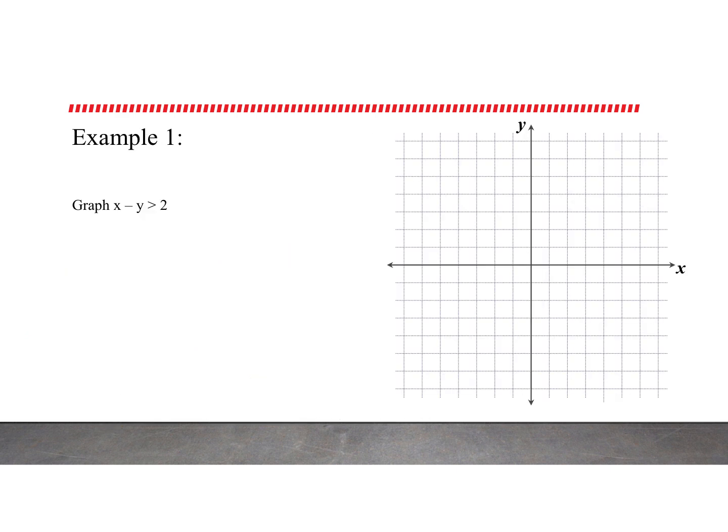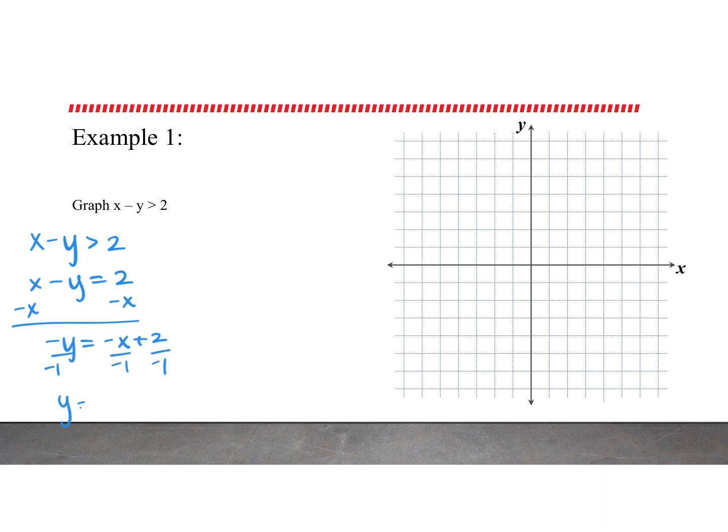So let's try it here with example 1. Graph x minus y greater than 2. So the first thing I'm going to do is replace our greater than symbol here with an equal sign, and I'm going to solve this equation for y. So I'm going to subtract x from both sides. Then I'm going to divide everything by -1 to get y completely by itself. So we get y equals positive x minus 2.